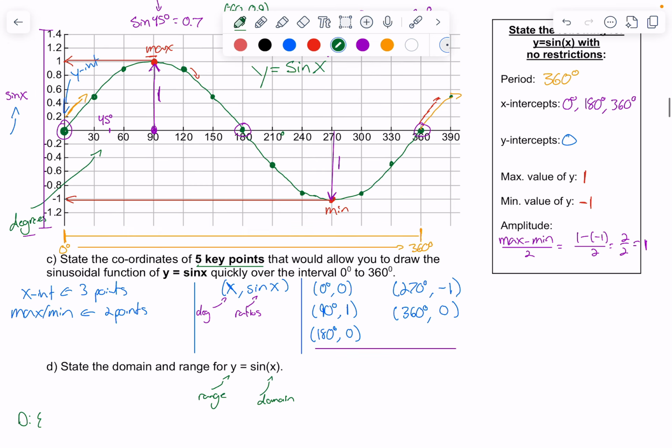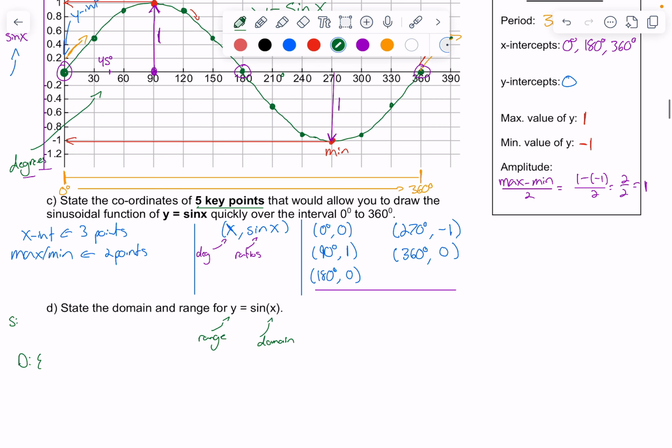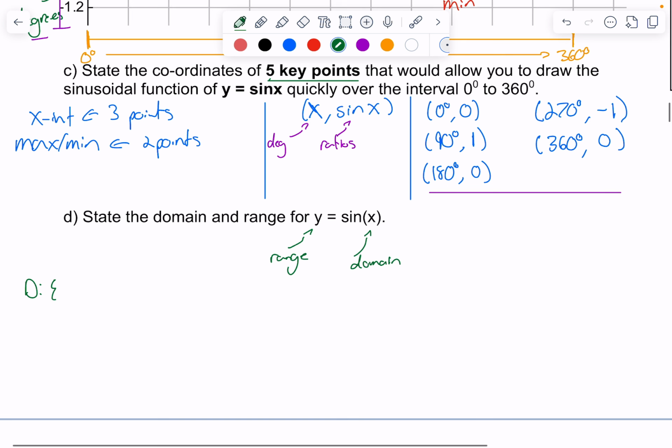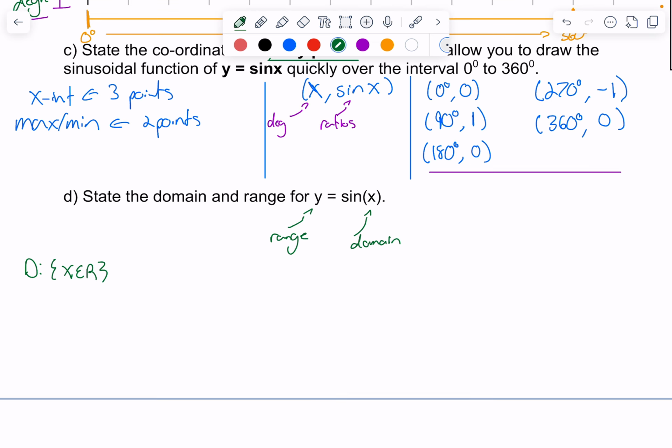And you might be inclined to say, oh, well, this graph right here doesn't go below 0. But check for yourself. Are you able to take the sine of a negative number, like let's say negative 30? What do you get? Try it out on your calculator. And what you'll find is that there is actually no point where you cannot take the sine. So this is actually x belongs to real numbers. Any number will work. You can just take the sine of any degree, however big or however small.